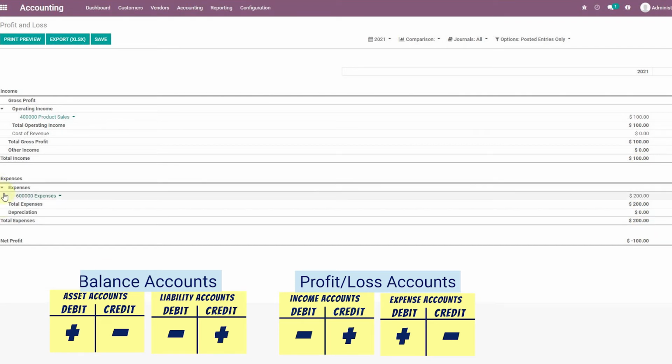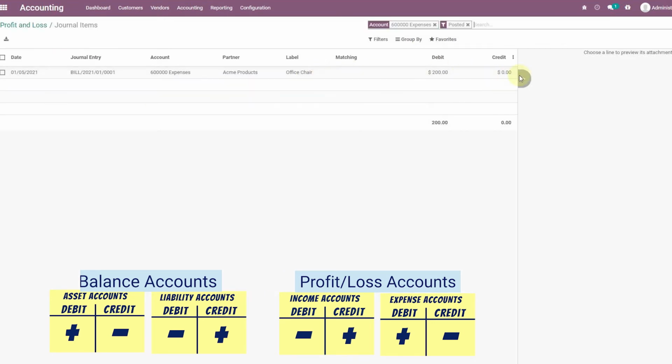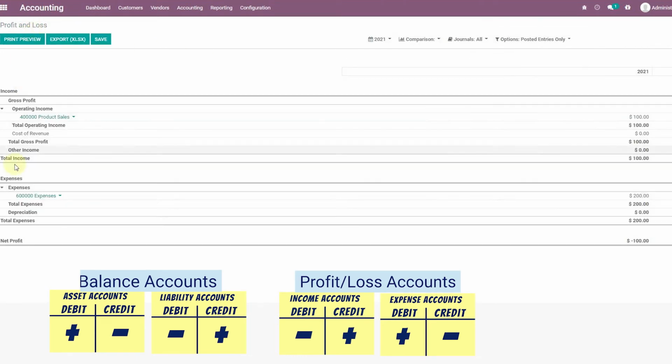Next, we have our expenses. And you can see there's those expense accounts that we got hit. And you can see here, if I expand this out now, I can actually see the journal items that went with expenses, and you can see there's our office chair. So you can drill in to these reports. It's very nice. And you'll see that our total expense is $200. So our net profit here is minus $100 because we spent $200 for an office chair, but we only got $100. So that's the profit loss statement.